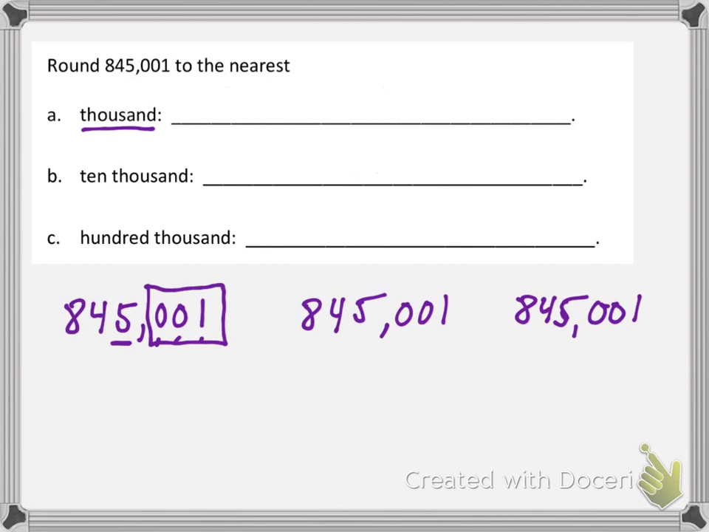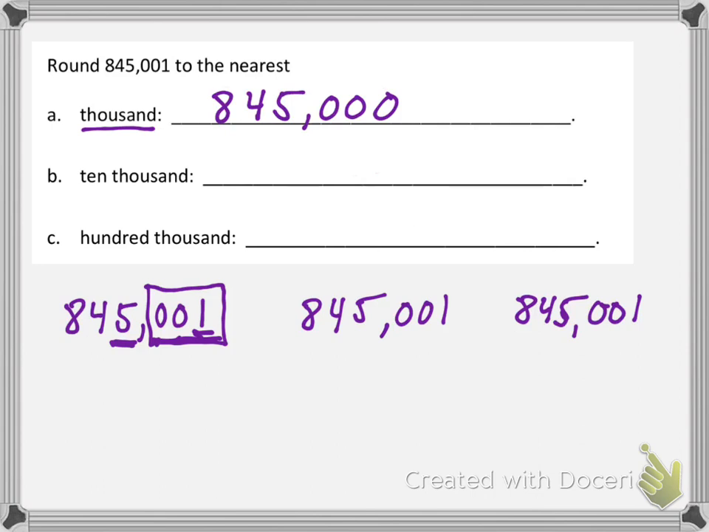Is this closer to 845,000, since we're focusing on the thousands? And if we moved up 1,000, it would bring us to 846,000. Since this information tells us that we're just a little above 845,000, just a little bit, just by 1, we are closer to 845,000, not 846.